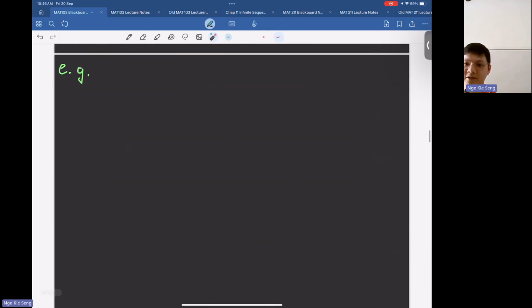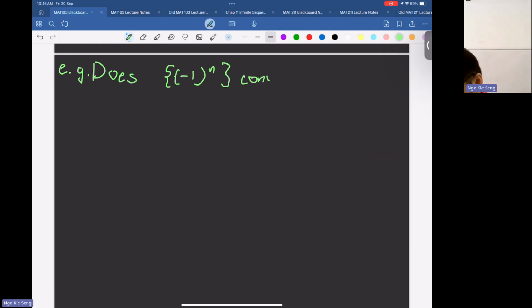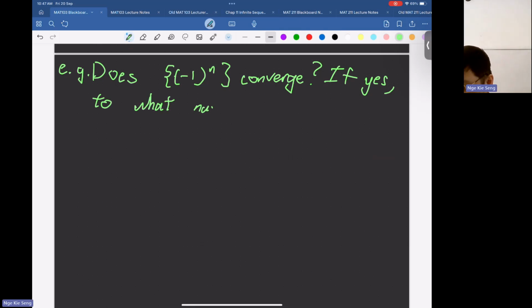Let's continue with this example. Let's look at this one. Does the sequence (-1)^n converge? This is alternating, so does it converge or not? If yes, to what number? I give you 1 minute to see how you approach this question. You can talk with your neighbors.